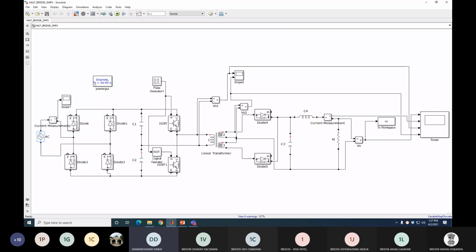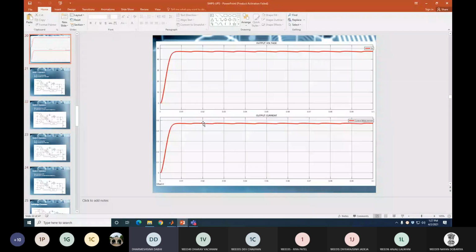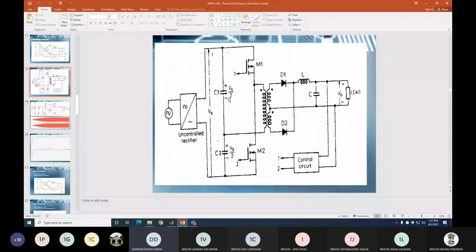This is converted into DC by using this diode rectifier. So it is an uncontrolled rectifier, a bridge rectifier, and the output of this bridge rectifier is applied to the capacitors C1 and C2. As you can see in the circuit diagram of the half bridge, we use C1 and C2 of the same rating, so that they charge to the same voltage. So the supply voltage is Vs. Both capacitors charge to equal voltage, Vs by 2 and Vs by 2. The total voltage becomes Vs.